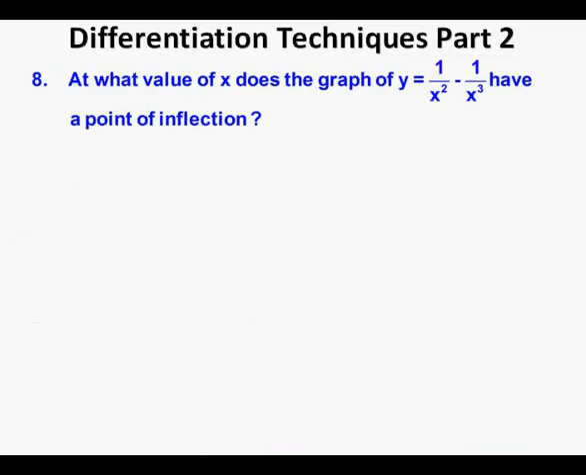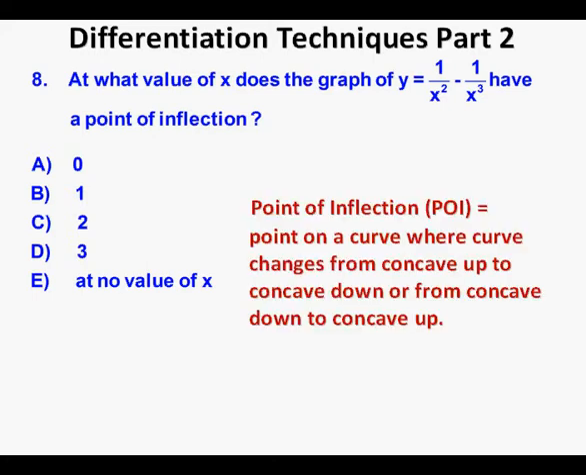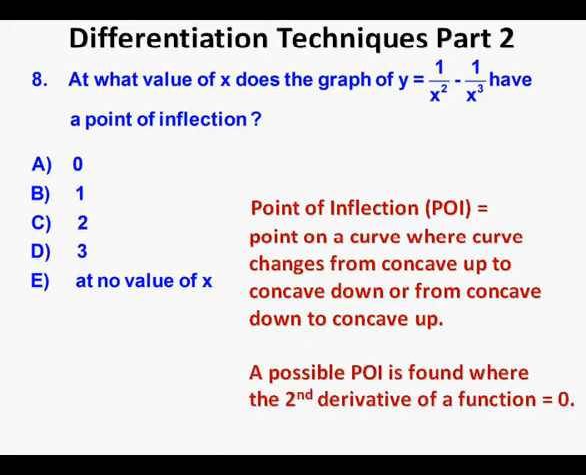Problem 8. At what value of x does the graph of y equals 1 over x squared minus 1 over x cubed have a point of inflection? And we're given our answer choices A through E. First comes the part where we try to understand what's going on. A point of inflection is where a curve changes characteristics from concave up to concave down, or from concave down to concave up. Points of inflection, or possible points of inflection, are found where the second derivative of a function is equal to 0.